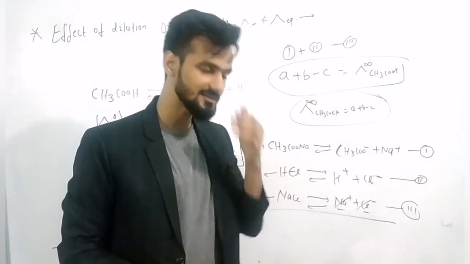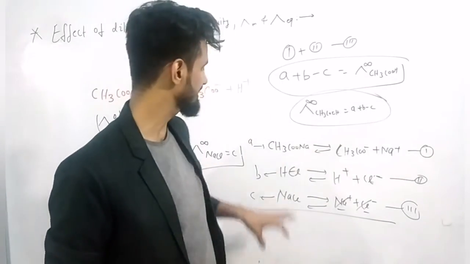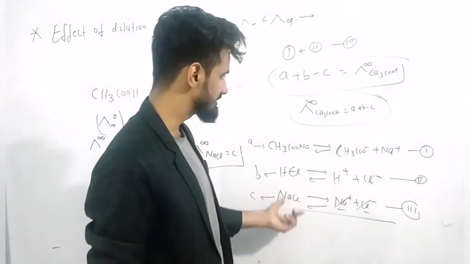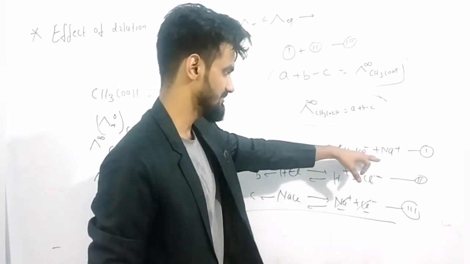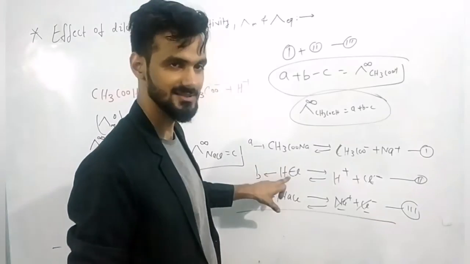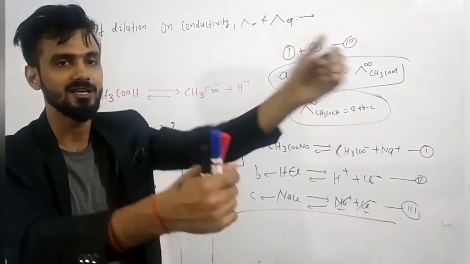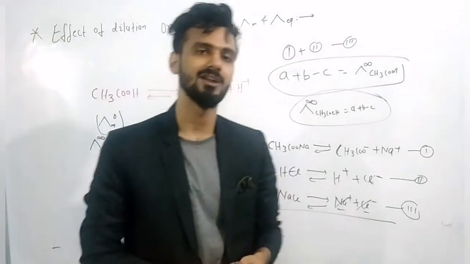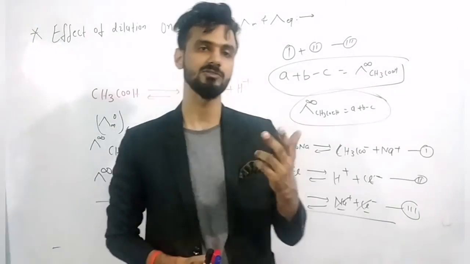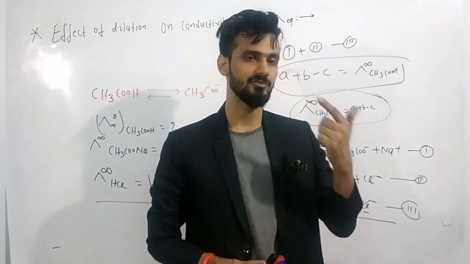In the case of individual ions, just understand one thing: HCl was a strong electrolyte, NaCl was a strong electrolyte, and CH3COONa was a strong electrolyte. From here, we made three equations, and after subtracting the third equation from the first plus second, we got the equivalent conductance and molar conductance of CH3COOH. So my dear students, we have already calculated the kappa equivalent or kappa molar at infinite dilution for weak electrolytes as well as strong electrolytes, both theoretically and from the graph.